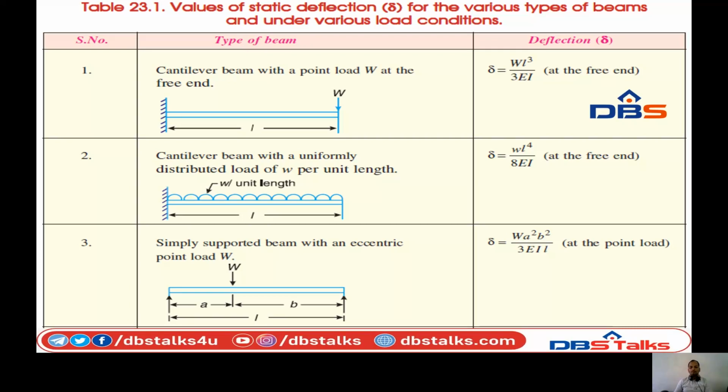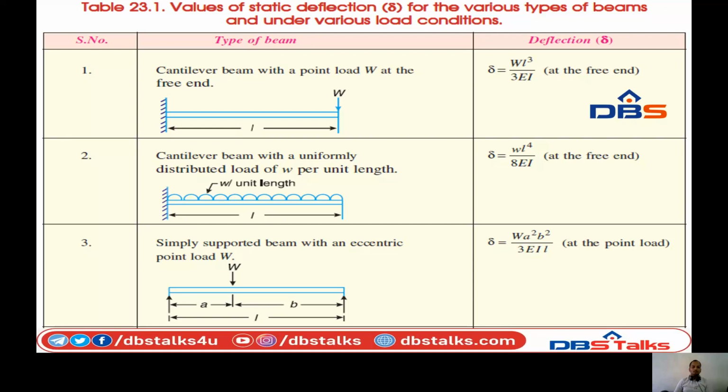That is the formula. And a cantilever beam with UDL, that is a uniformly distributed load of W. Then the formula is delta equals WL to the power of 4 by 8EI at the free end only.